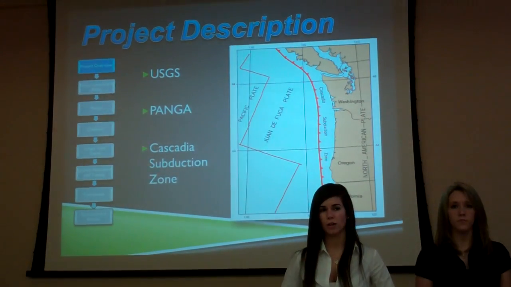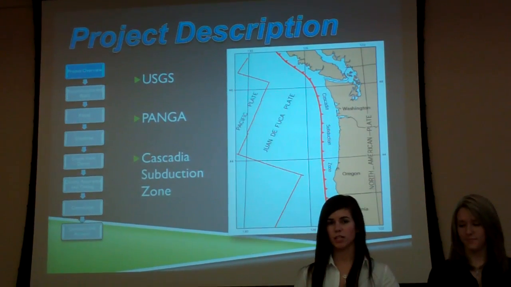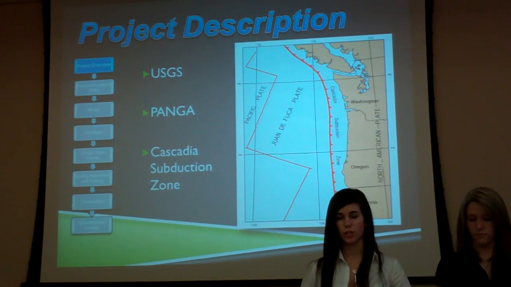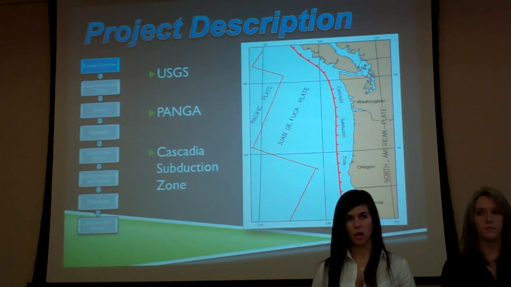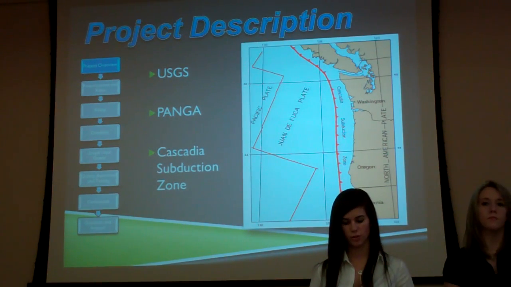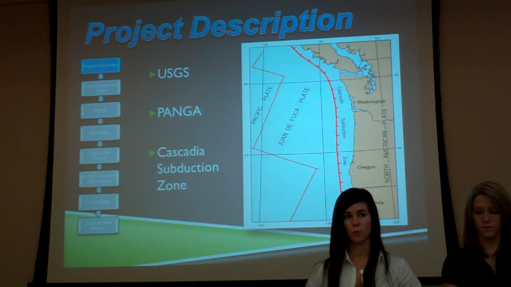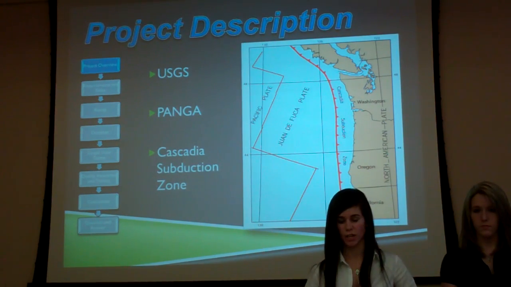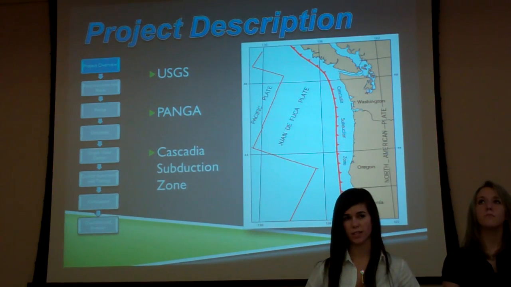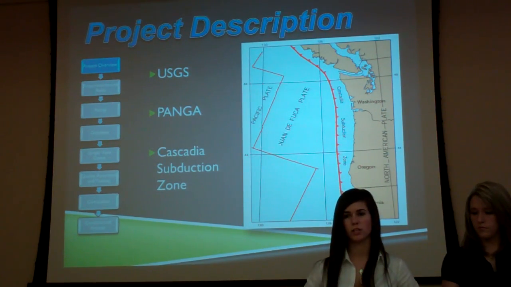So to give you a little bit of background on our project, the USGS is the United States Geological Survey. They're an organization that funds various research groups that research different things about the Earth in hopes for a better well-being of life on Earth. Panga is the research group here at Central Washington University. Panga stands for the Pacific Northwest Geodetic Array, and our client is the director of this group. They are funded by the USGS along with NASA to research various aspects of geology.